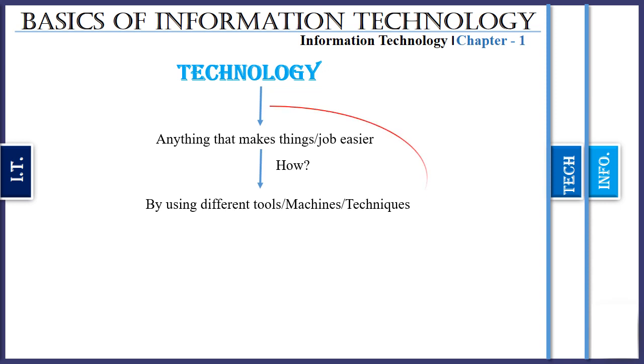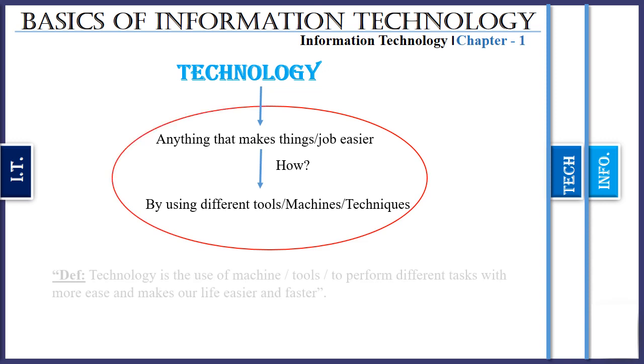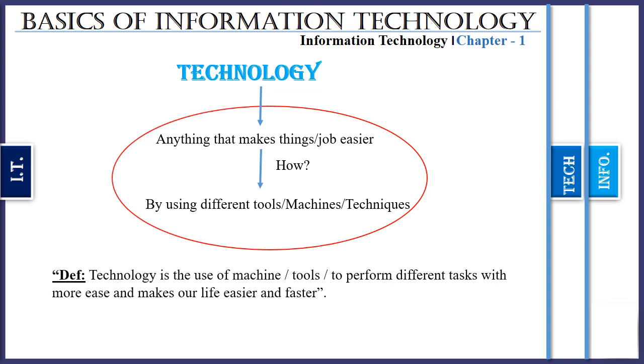By combining both phenomena, we can define technology as the use of machines and tools to perform different tasks with more ease and make our life easier and faster. So we can say that technology is improving our living standards. If we compare ourselves with our ancestors, we can note that our working style is faster because we have technology, we have technical devices that make our life easier.